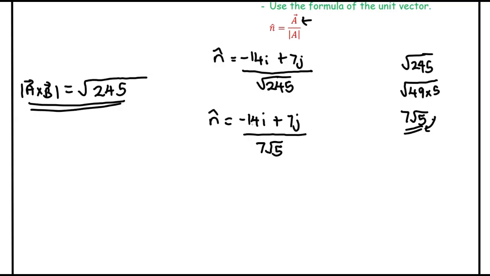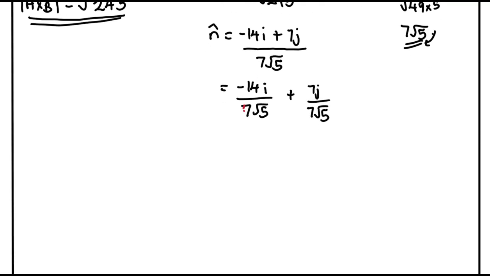Next, what we want to do is to separate the denominator onto both terms in the numerator. So this will be negative 14i divided by 7 square root 5 plus 7j divided by 7 square root 5. At this point, we can cancel 7: 7 into 14, we remain with 2, so this part is negative 2i divided by square root 5. If we do the same here, 7 and 7 cancel, and we're left with j divided by square root 5.